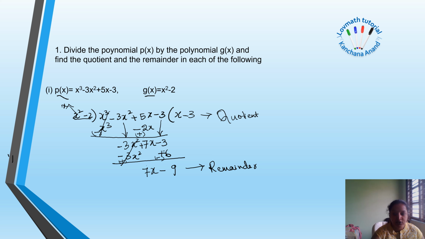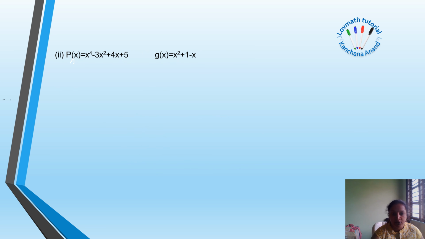Now let us jump on to the next problem. Here also they have given two polynomials, that is p of x is equal to x to the power of 4 minus 3x square plus 4x plus 5 and g of x is equal to x square plus 1 minus x.